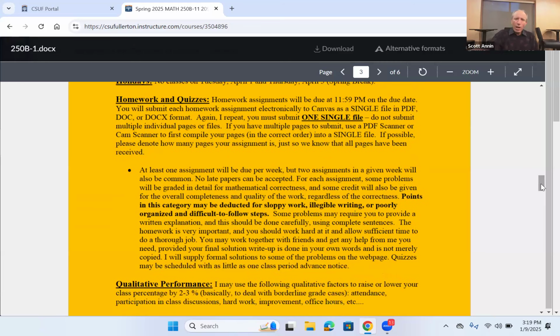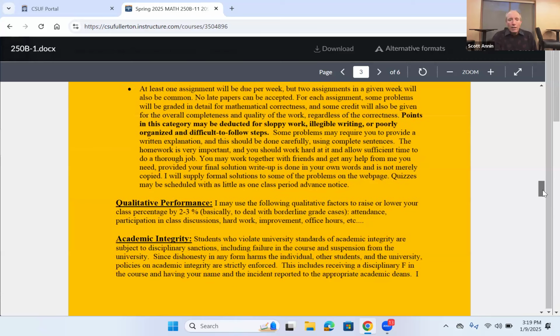Also, I've made some comments here about organizing your homework. Please do the problems in the correct order. Leave a little bit of space between the problems. Be neat, be organized, be legible, make sure that everything is easy for us to look at and to evaluate.